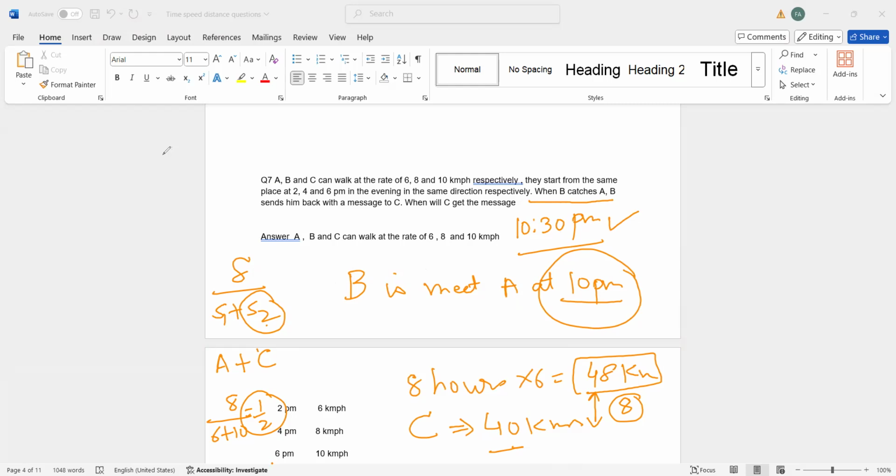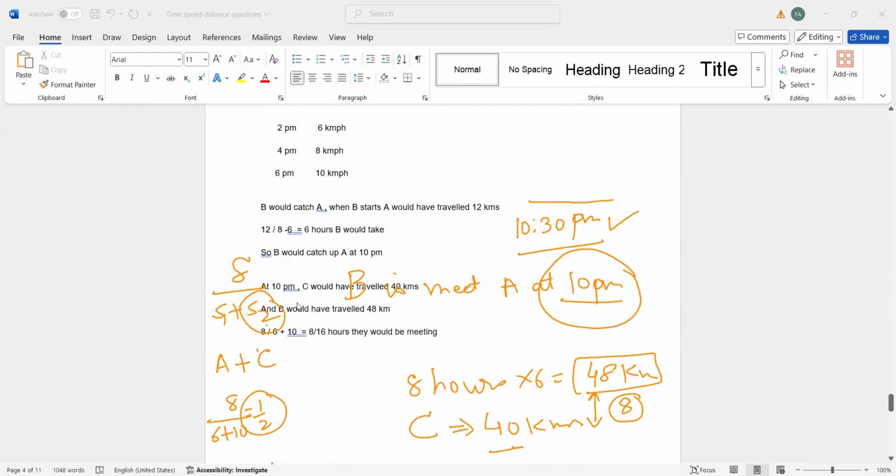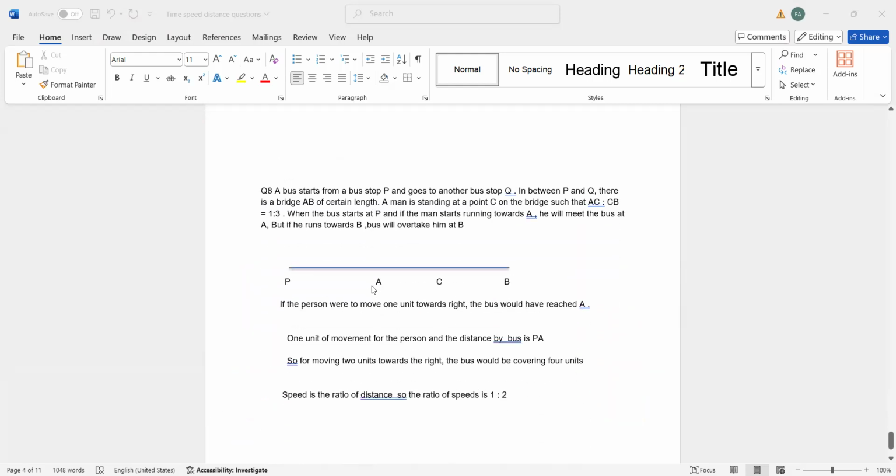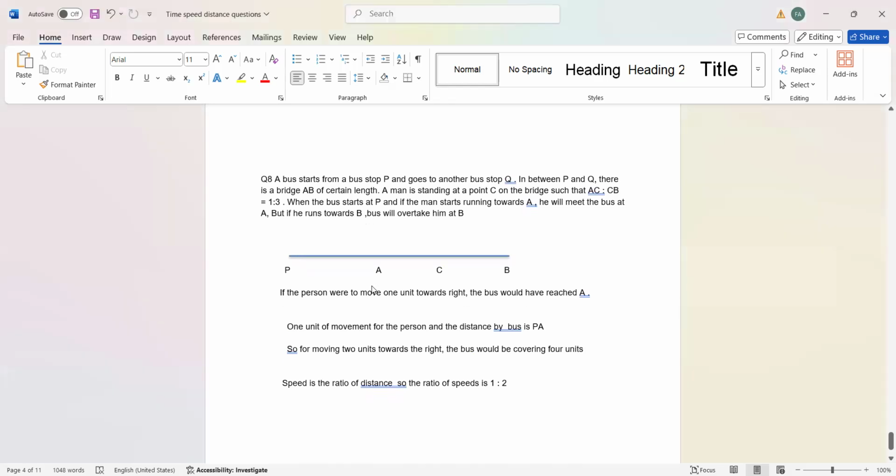All right, let's see one more question quickly, which is also on this concept. So we'll go to that relative speed question. Yeah, it looks like this. Okay, this is a good question. In this question, you can also use the idea that we discussed about distance being proportional to speed. Let's see this question. Please take a moment, pause, and attempt this question.